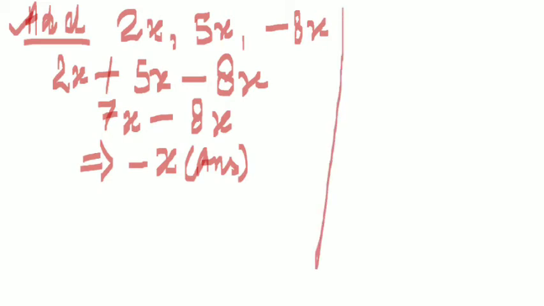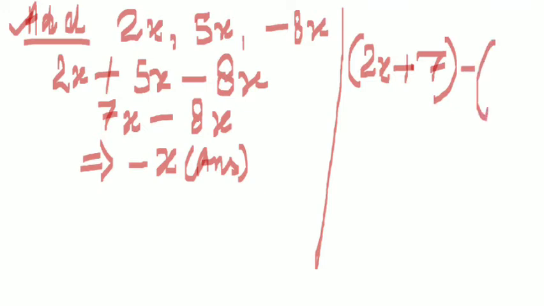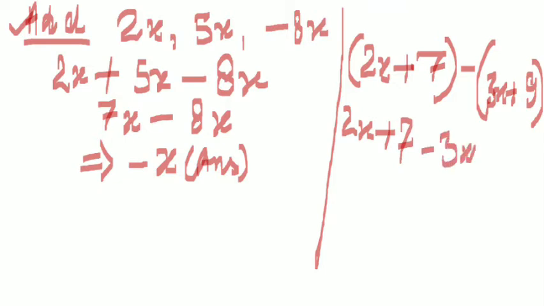Suppose there is another example I am going to take. Suppose under the bracket 2x plus 7, this should be subtracted with 3x plus 9. So how to simplify this? 2x, the first part, write it as it is. Negative, the bracket will open, negative 3x. And this is minus, this is plus. Plus and minus under the bracket will change. Plus becomes minus. And 9, copy this 9.